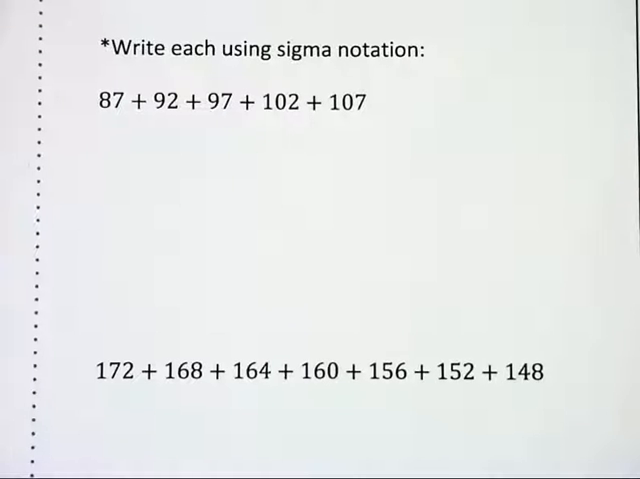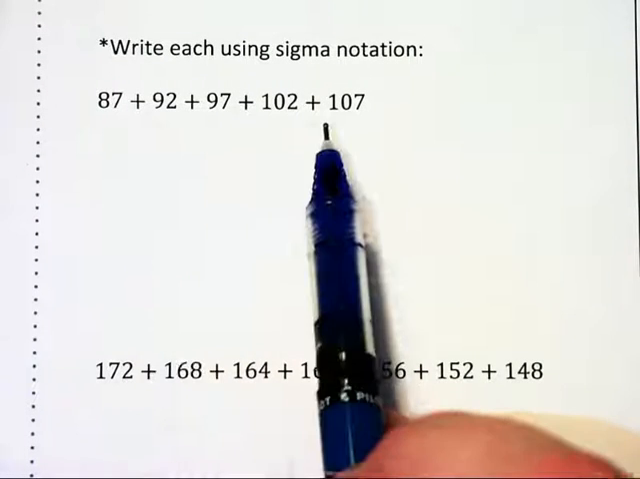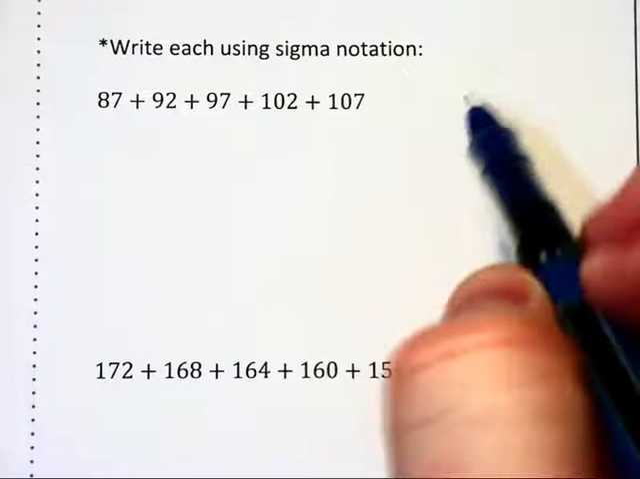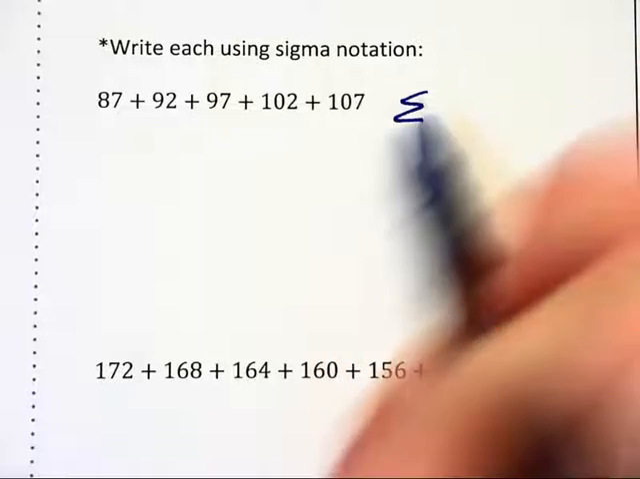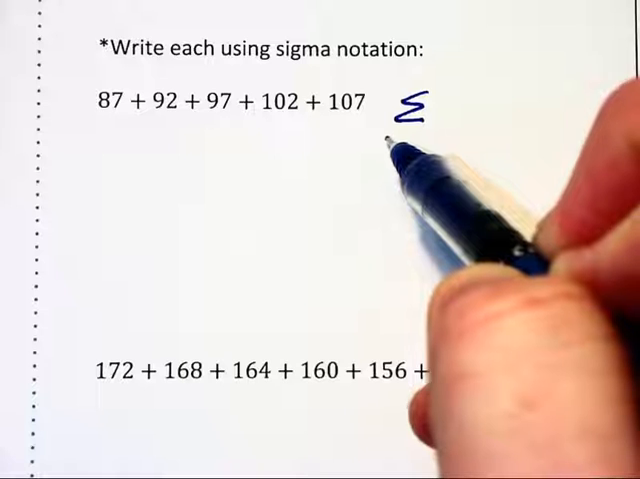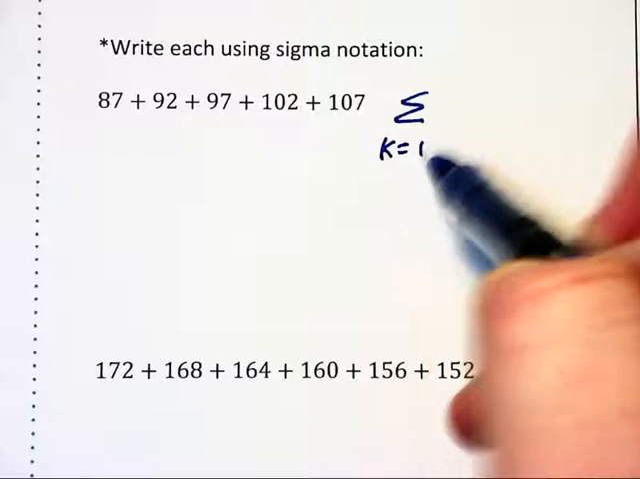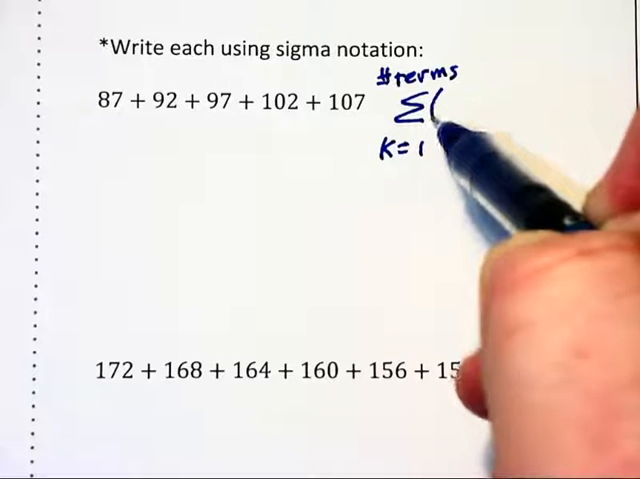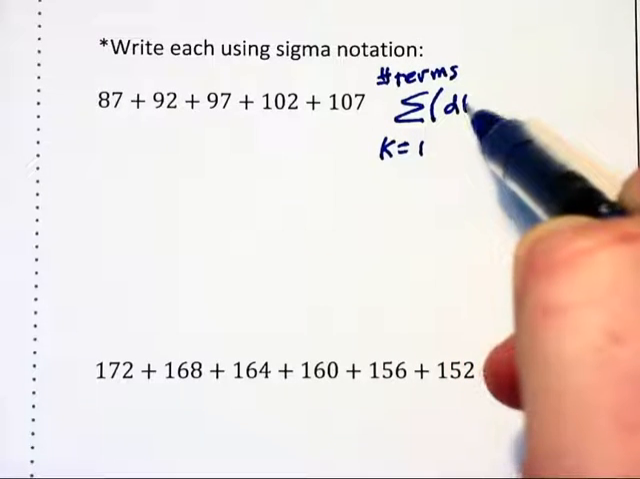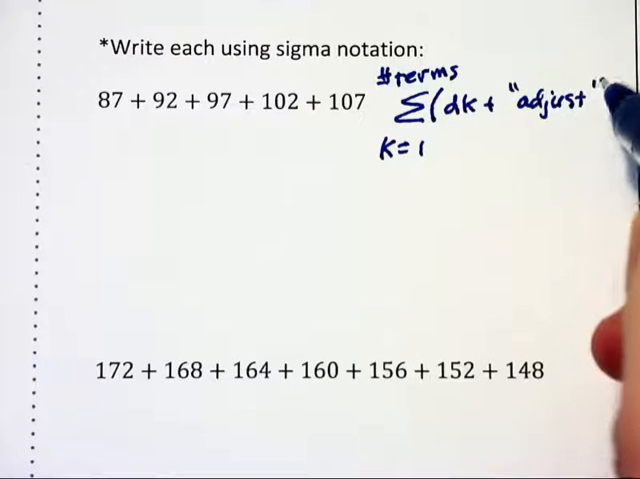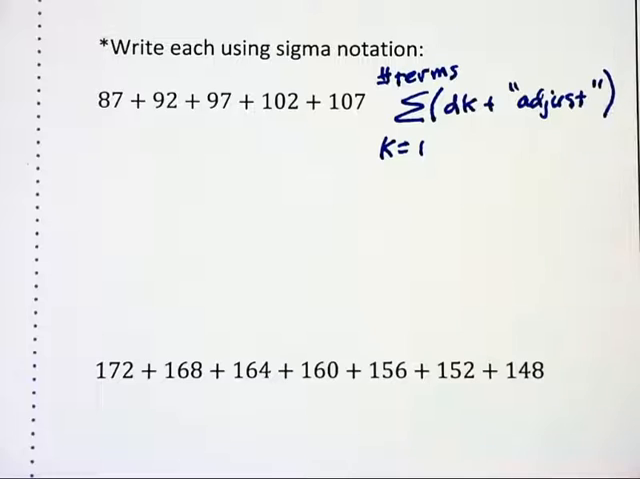Now we are being asked to write this series using sigma or summation notation. Now I have my own way of writing this as a formula, and I like to say for arithmetic series, say the sum as k goes from 1 to the number of terms of parentheses, which are important, dk plus adjust. Now this is kind of an original for me using the word adjust, but let me try and explain what we're dealing with here.